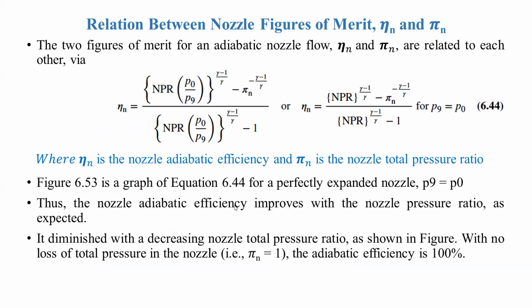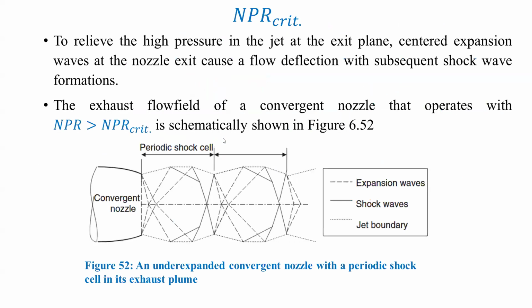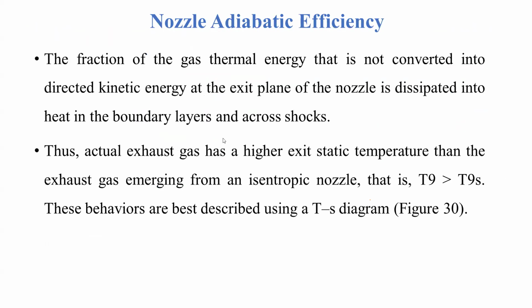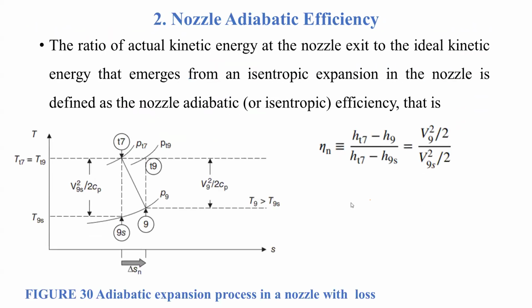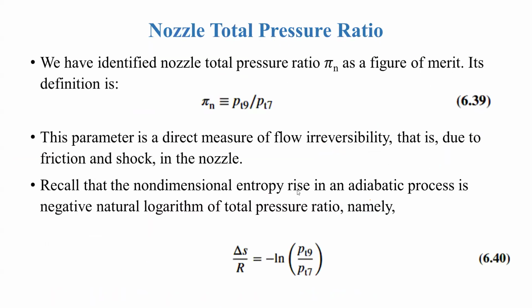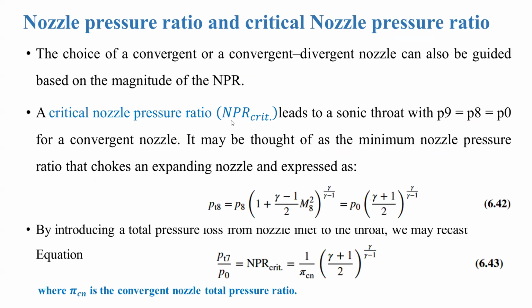So we have two figures of merit for the adiabatic nozzle. One is mu n, and another is pi n, which we already defined. Mu n is the nozzle adiabatic efficiency. Another is the total pressure ratio, pi n, and pi n critical here.